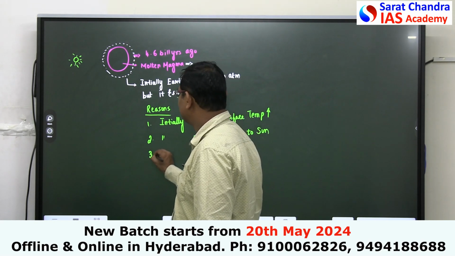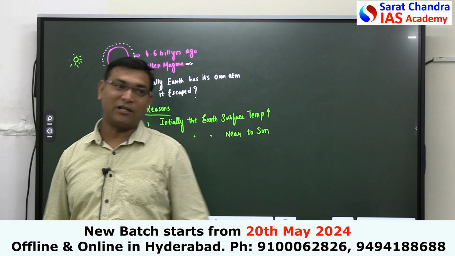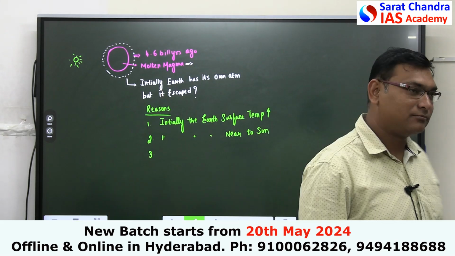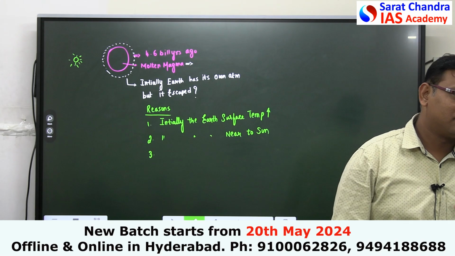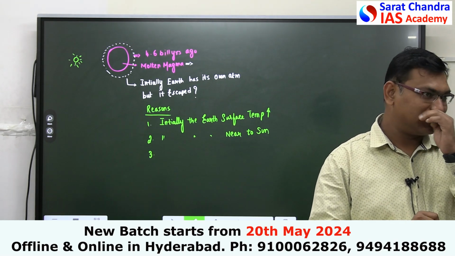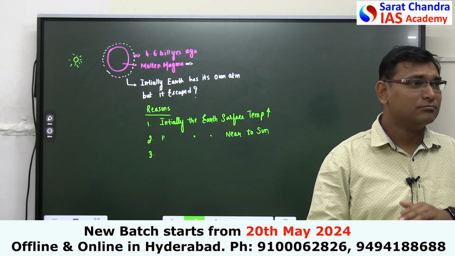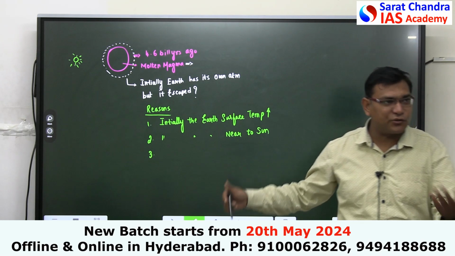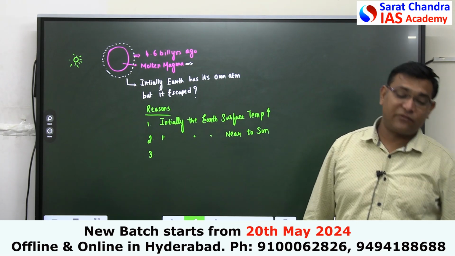Second, third reason. Why, what got escaped? Temperature? That's what we have written. Increase in the temperatures near the earth's surface, insolation is high. Any other factor?